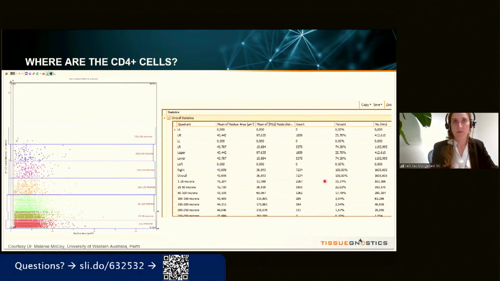The total number of CD4 positive cells detected in this tumor area was 7,234. At a distance of 1 to 25 microns to the tumor, there were 2,267. At a distance from 25 to 50 microns, 1,593, and so on. And as you can see here, the further we go away from the tumor, the fewer CD4 positive cells are present.